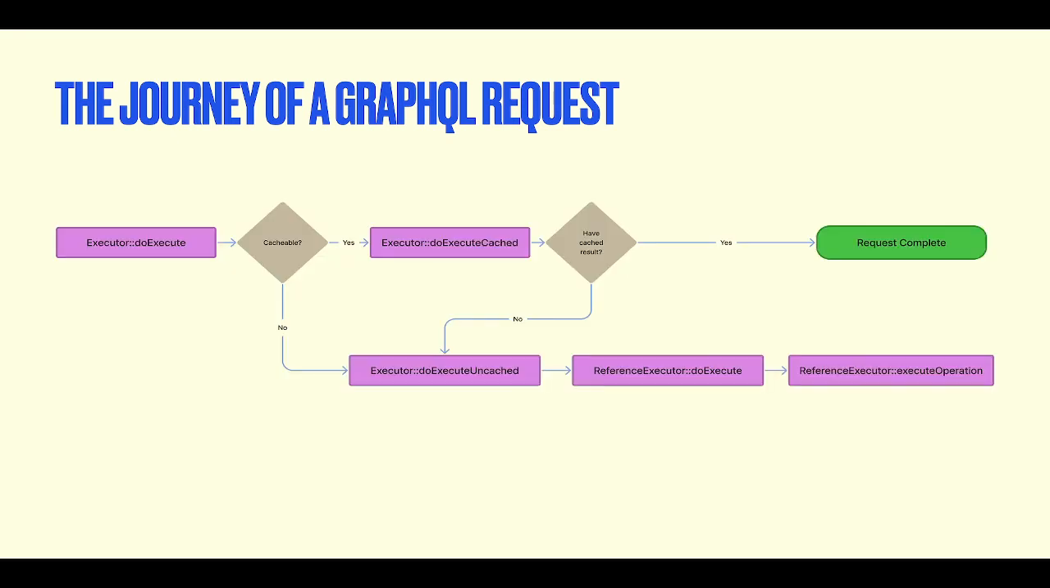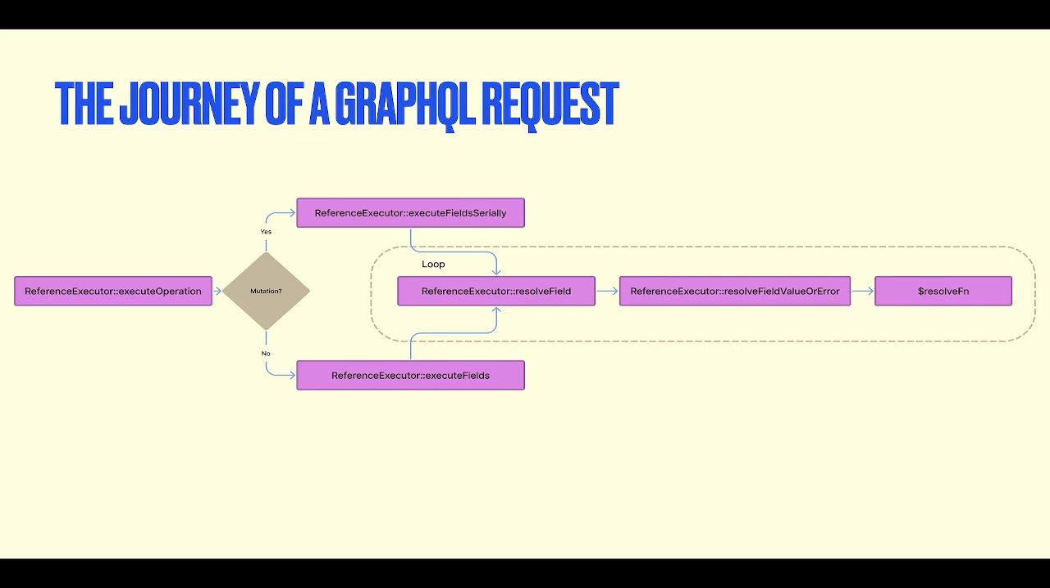So when we go, we wrap the executor for the GraphQL library a little bit to implement request level caching. We check if this is cacheable, and if so, we execute it in cached. We try to find an existing response and return it if that's possible. If not, we execute it uncached, and then we go back to the reference executor, do execute and execute operation.